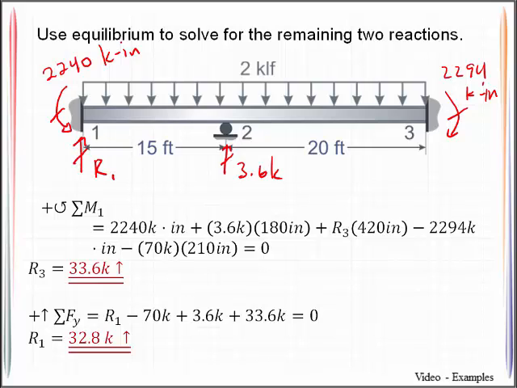I can then get the reactions at 1 and 3 by taking equilibrium. Here's the resultant force of 70 kips, and that is over here a distance of 210 inches. And these are my two equilibrium equations that I could then solve for the remaining unknowns.